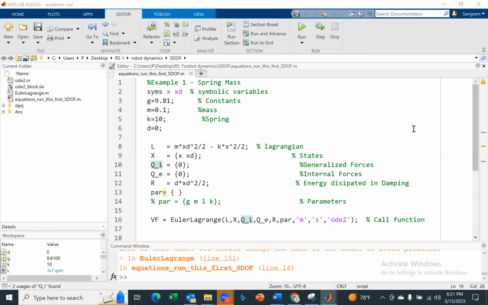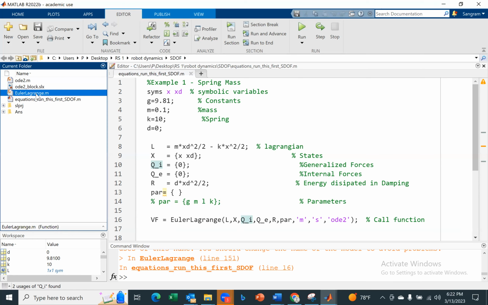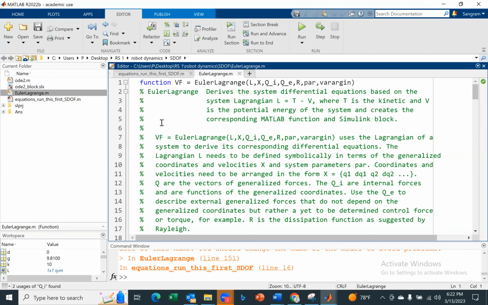Once you run this, at the end, it's going to generate something called VF. And for this Euler-Lagrange, I want you to open this MATLAB function. Can you see the MATLAB function here, Euler-Lagrange? Open this MATLAB function. This MATLAB function is given by MathWorks, and what it will do is derive the system differential equation based on the Lagrangian.